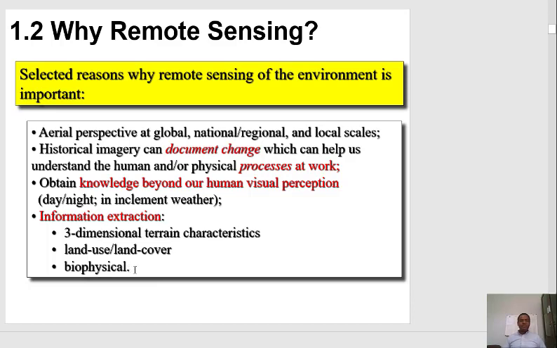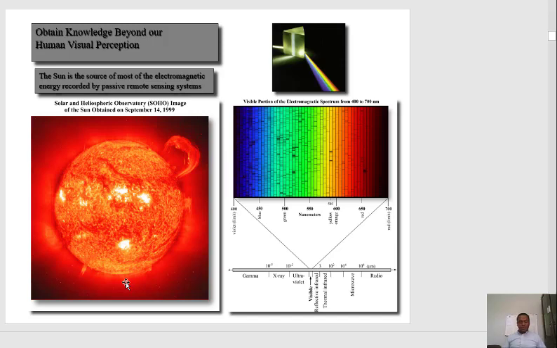Now, look at this. We are able to obtain knowledge beyond our human visual perception. We have said that earlier. This is the whole range of the electromagnetic spectrum, which ranges from gamma rays all the way down to radio waves, microwaves, and the like. There is a small portion which ranges from 0.4 up to 0.7. This is in nanometers, but I'm talking in micrometers. So this is a very small portion of the whole range of the electromagnetic spectrum, and this is the portion where the human eye can operate. A very small portion.